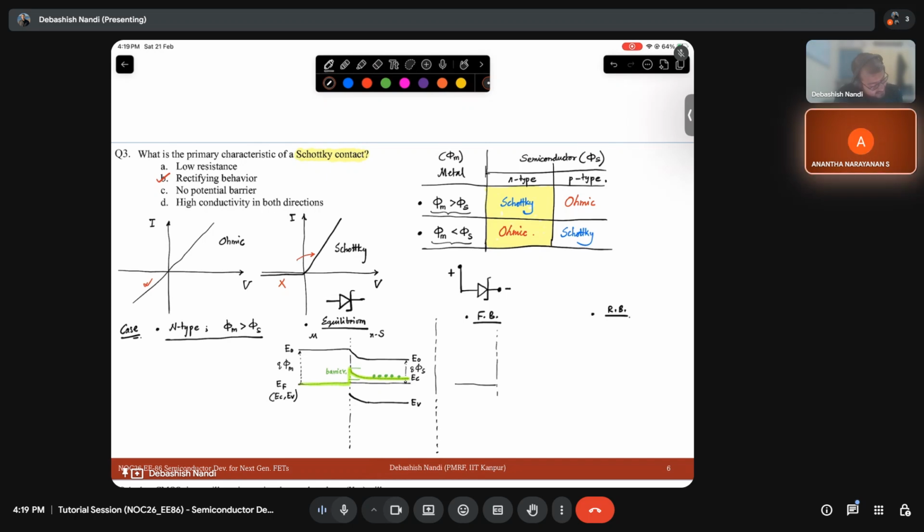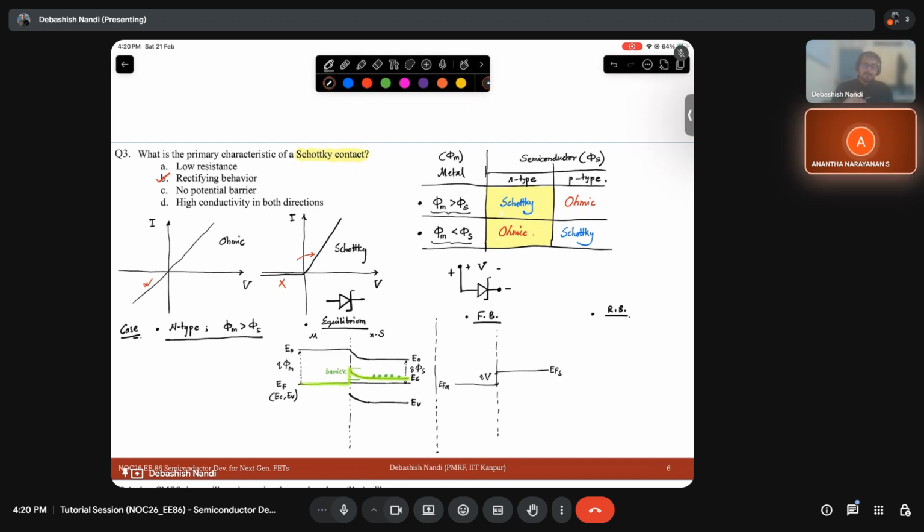Let's say this is my EFM and this is my EFS. The gap between them is the applied bias. We are applying positive potential to the metal side, right? Let's say this is V. So this bias will be V. On the positive side, if I apply positive potential, my Fermi level will go down, right?